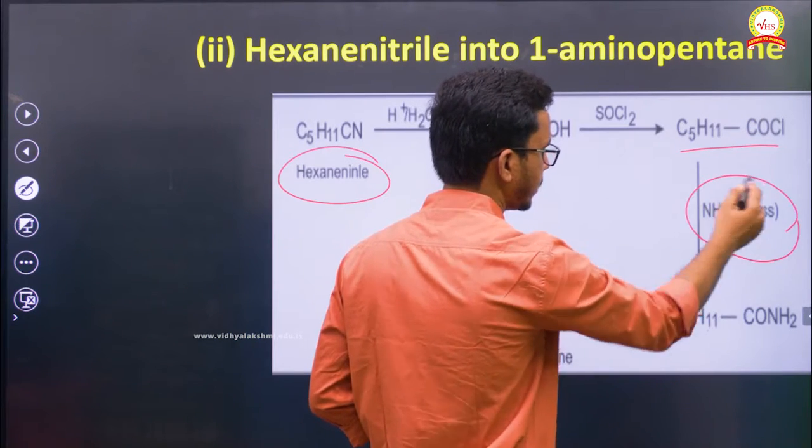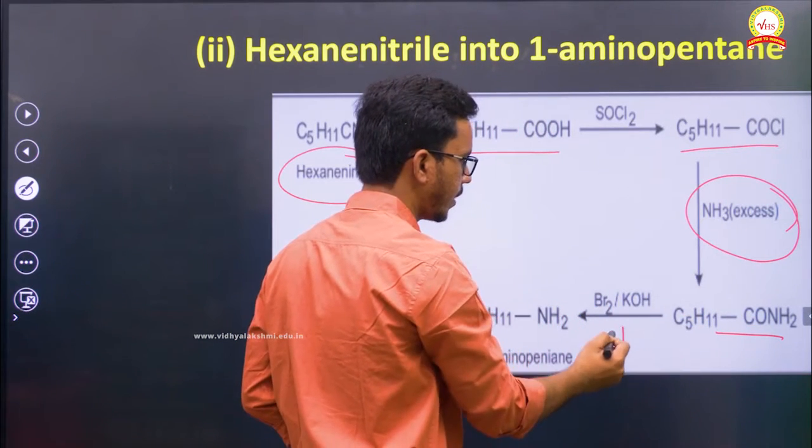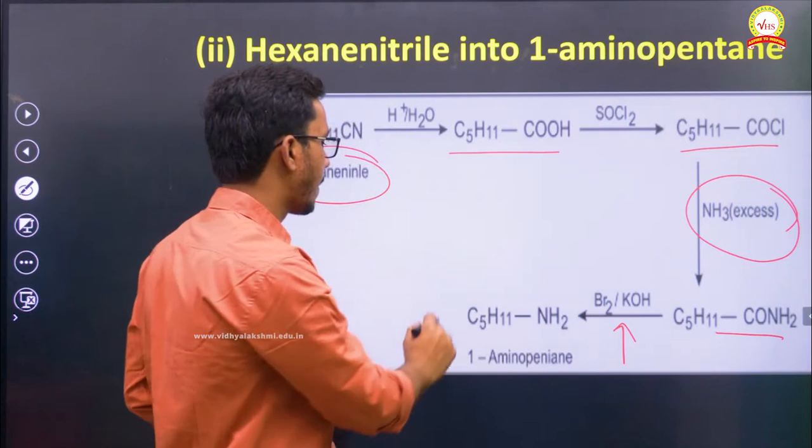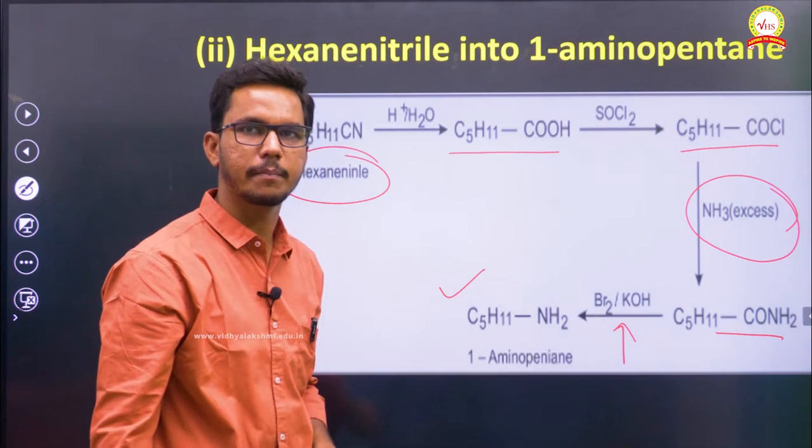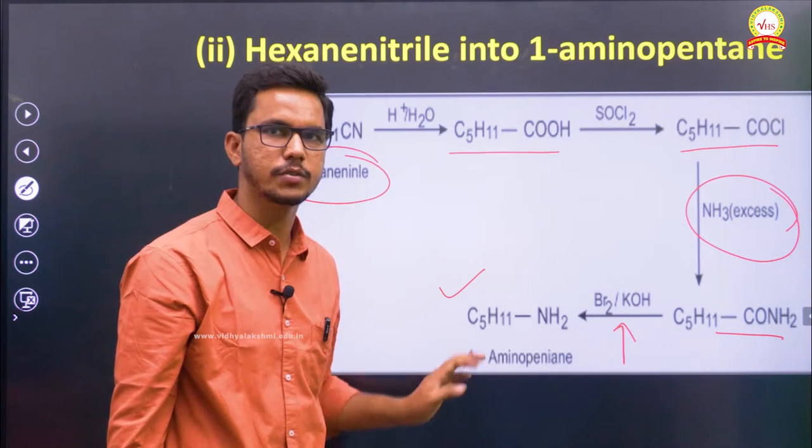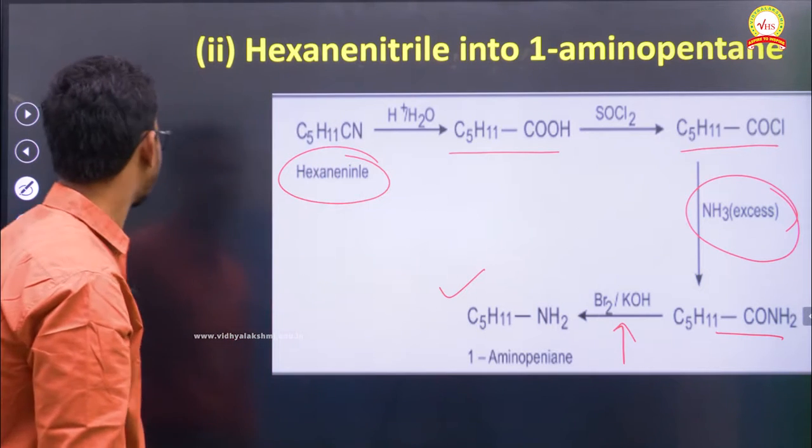This on reaction with NH3 gives what? Amide. This on Hofmann bromamide degradation reaction gives what? The pentanamine, the amine which we needed. Okay, these are the conversions. Let us go to the next slide.